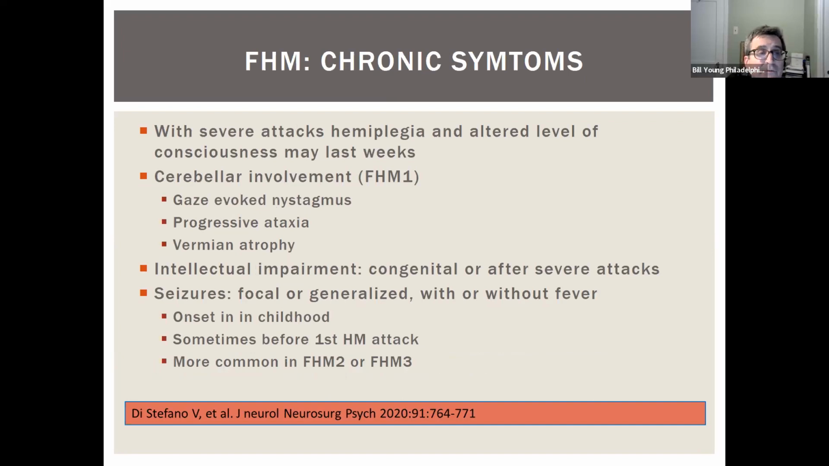And there are some forms of hemiplegic migraine where people develop progressive brain abnormalities. One of the types, in about half the patients, but most people don't have any kind of progressive neurological deficits. They just have these attacks. They're very severe. They recover and they're back to normal.